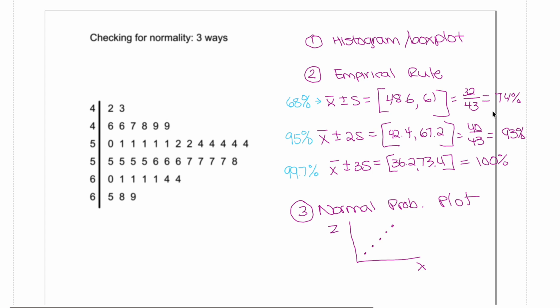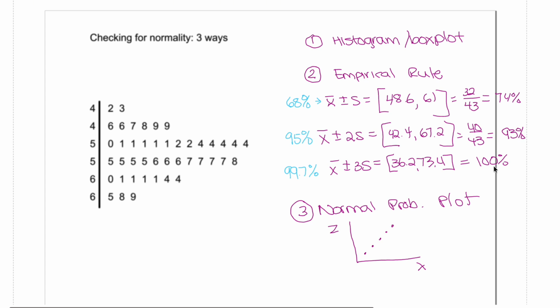So our prediction is that the range one standard deviation away from the mean should be 68% of the whole data. But in reality, for this data set, we only got 74%. Same thing for 95% as our expectation, but we only got 93%. And for this we got 100%. So we cannot say this is exactly normal, but we can say that it's approximately normal.